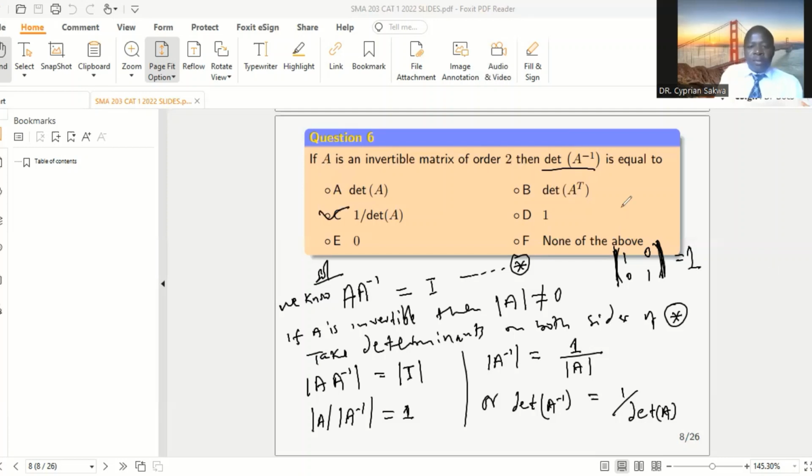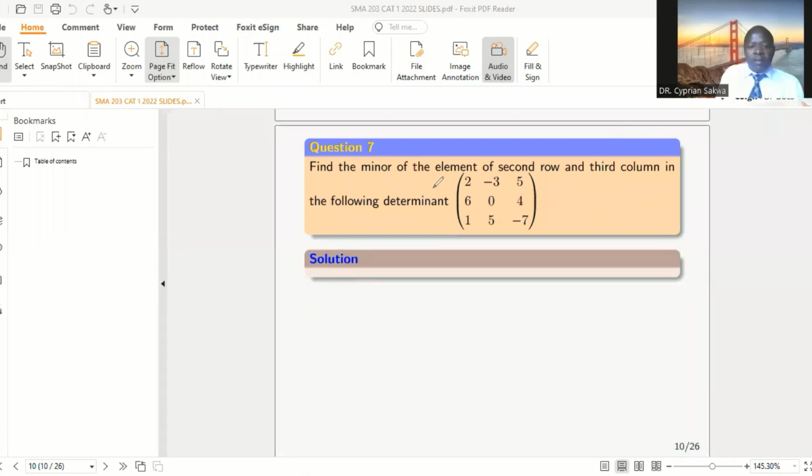Let's look at the next question. The next question says, find the minor of the element in the second row, third column. Row 1, row 2, this second row. Third column is 1, 2, 3. So we want the minor of this element. The minor will be the determinant of the matrix that remains when you delete the row and column of that element. When you delete the second row and third column, the matrix that remains is 2, -3, 1, 5.